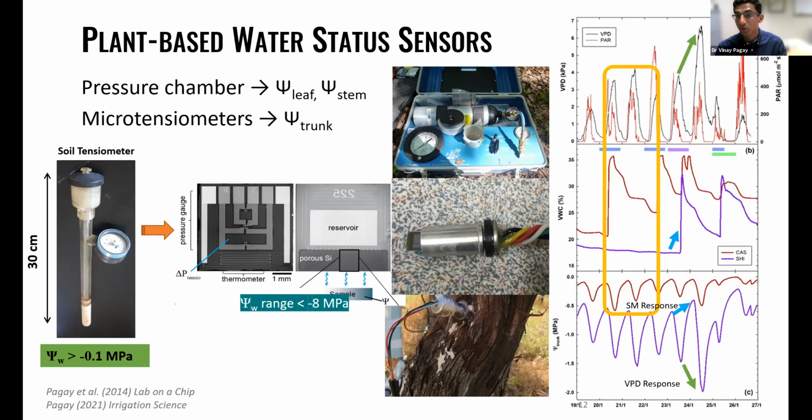And also its entire root zone. All right, so we're not worried about where that soil moisture sensor is. What does the plant have access to in terms of moisture?